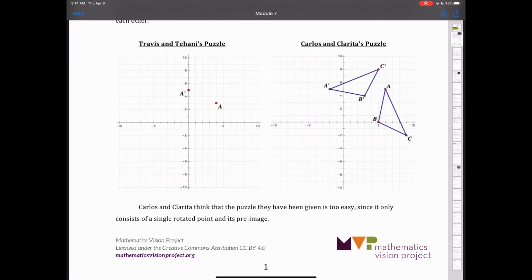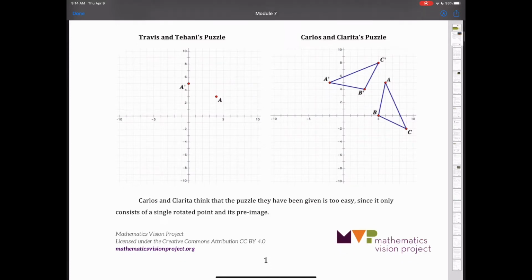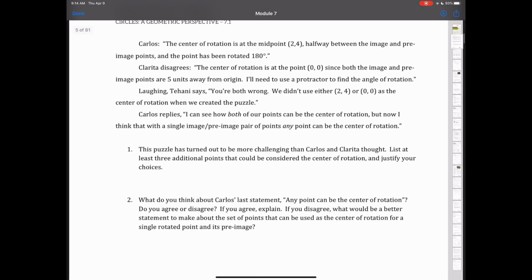Carlos and Clarita think that the puzzle they've been given is too easy since it only consists of a single rotated point and its pre-image. Carlos says, the center of rotation is at the midpoint, (2, 4), halfway between the image and the pre-image, and the point has been rotated 180 degrees.